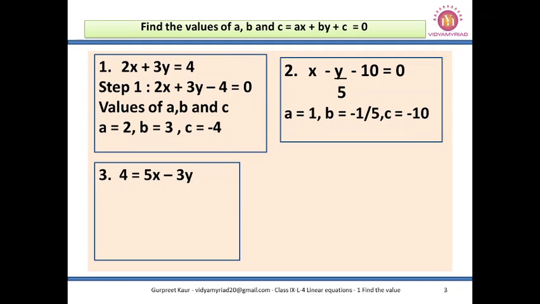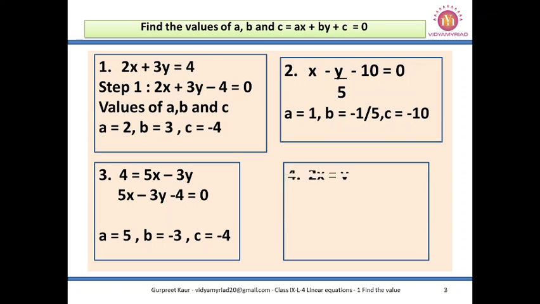Next example, 4 is equal to 5x minus 3y. Now rewrite this into the format. It will become 5x minus 3y minus 4 is equal to 0. So your value of A becomes 5, your B becomes minus 3 and your C is minus 4.